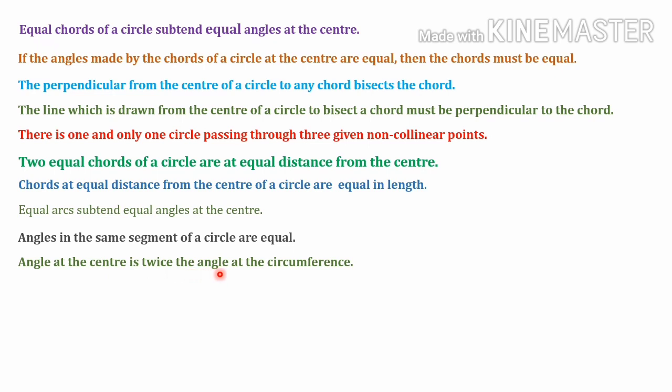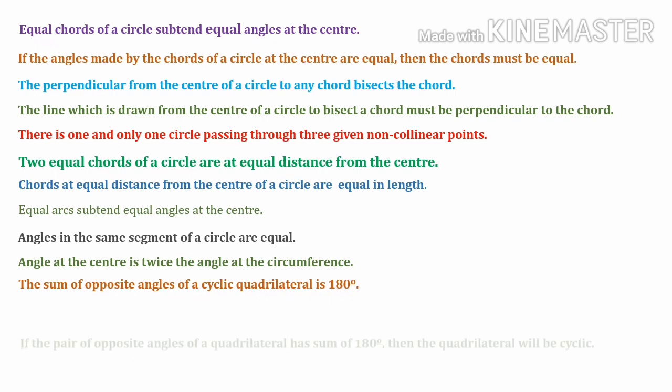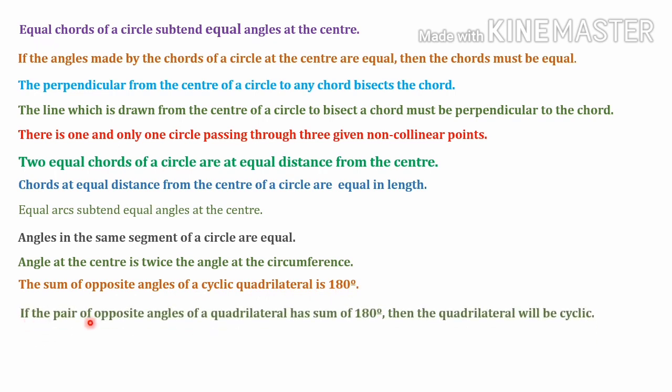Angle at the center is twice the angle at the circumference. The sum of the opposite angles of a cyclic quadrilateral is 180 degrees. If a pair of opposite angles of a quadrilateral has a sum of 180 degrees, then the quadrilateral will be cyclic.